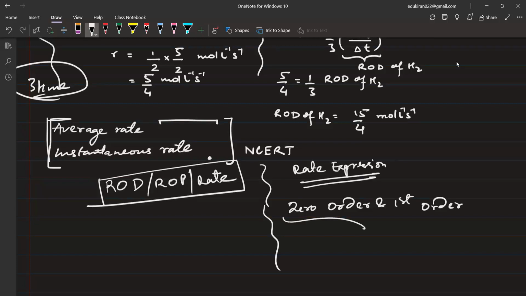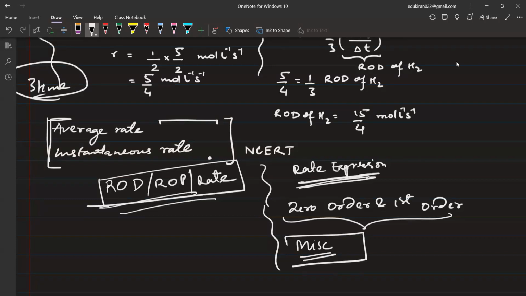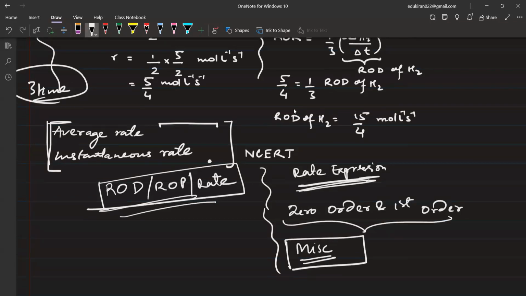For zero order and first order, I will basically derive the formula in that class only. After that, this is the third class. The fourth class will be on the Arrhenius equation, collision theory, catalyst and everything else, so miscellaneous in the fourth class. So ROD, ROP is done; rate expression in the next class; zero order, first order numericals in the third class; miscellaneous things in the fourth class. And then chemical kinetics will be over for a very small period of time. In this, you have to do a lot of practice. I have to teach for 1 hour only, so you have to put in more effort in these.